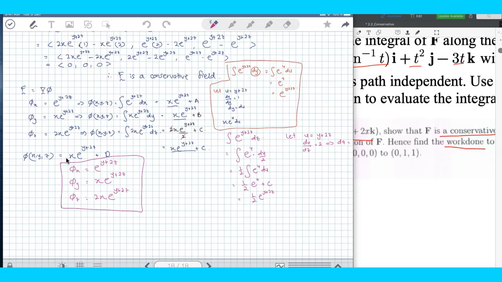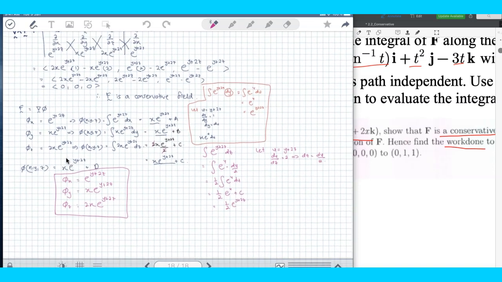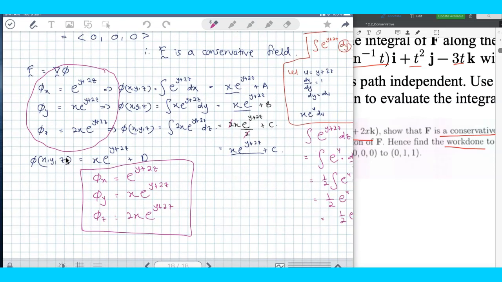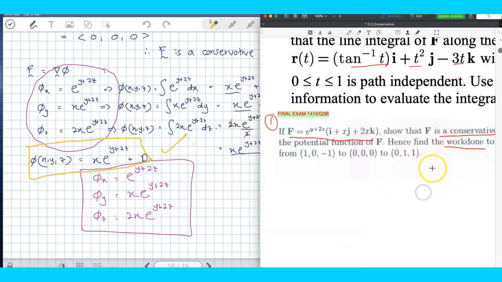Okay, so if you check, the answer is the same as this one. This is from the vector field given, and they are the same. So it means your result for the scalar potential function that you are looking for is correct. Okay, so now next we look at another question.